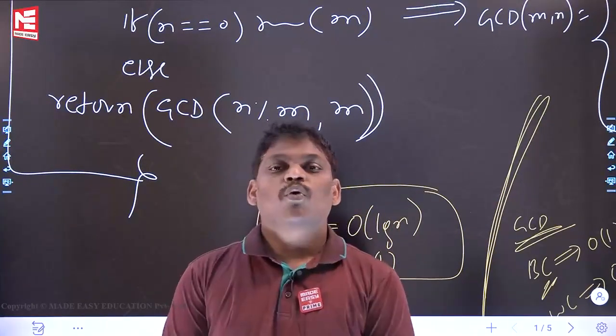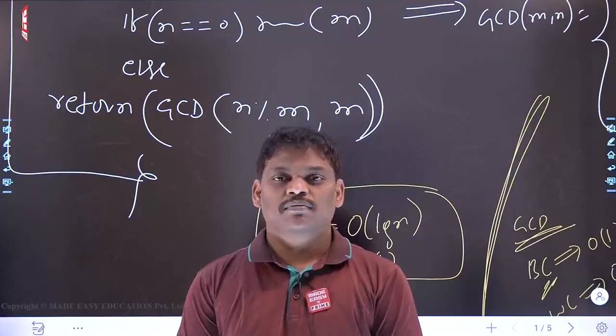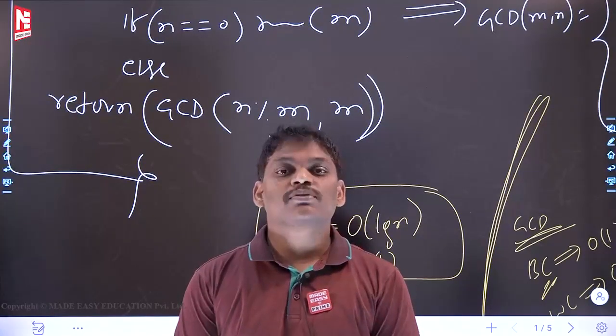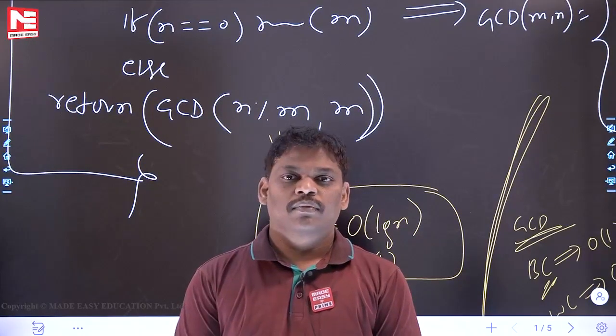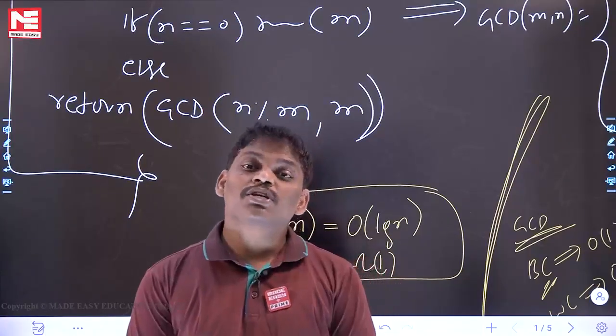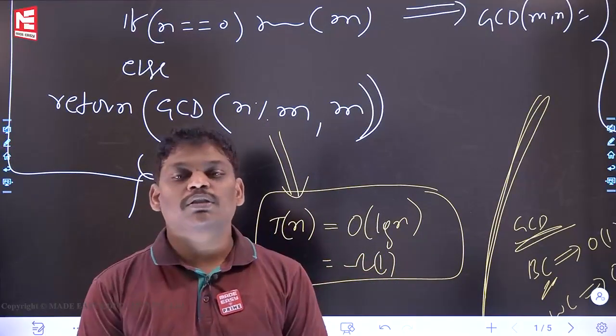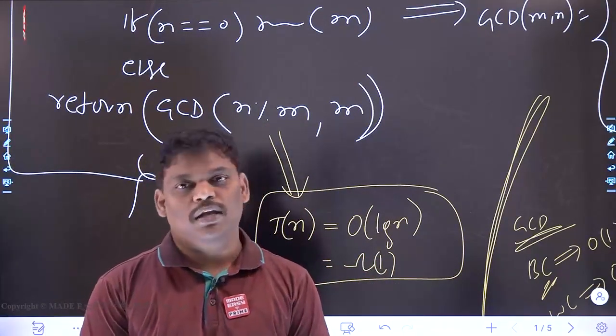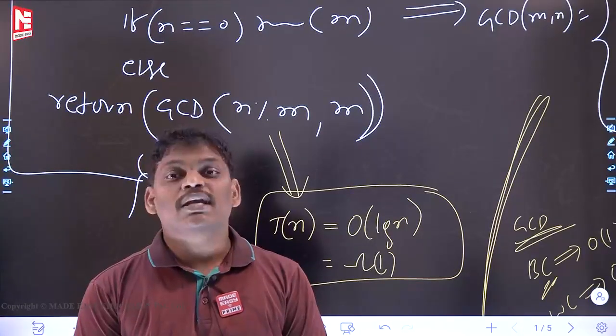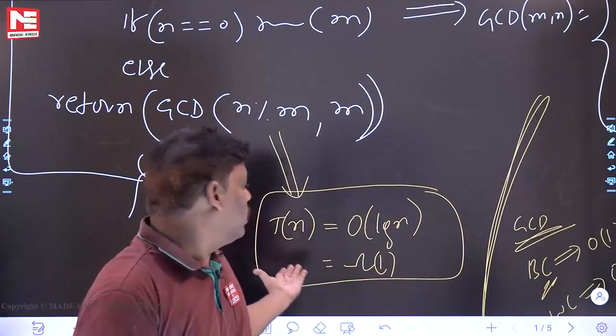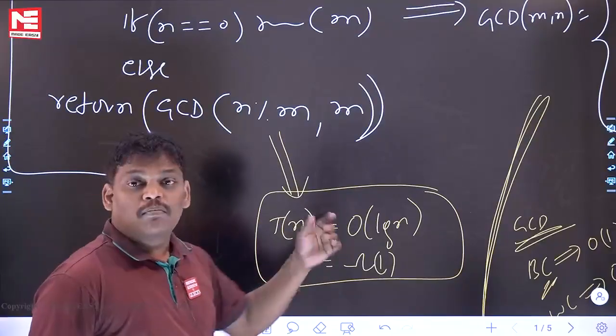Can you help me now? What is the value of Tn sometimes? Log n. Sometimes 1. Tn value is sometimes log n, sometimes 1. But Tn doesn't go more than log n, and Tn doesn't go less than 1. Right? That is the notation I wrote.